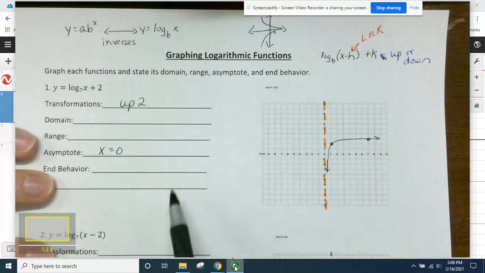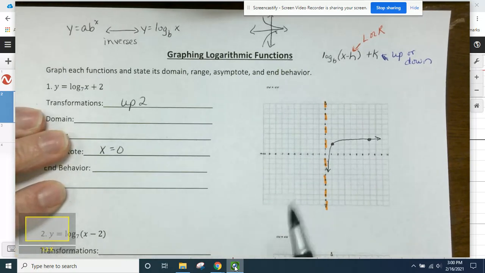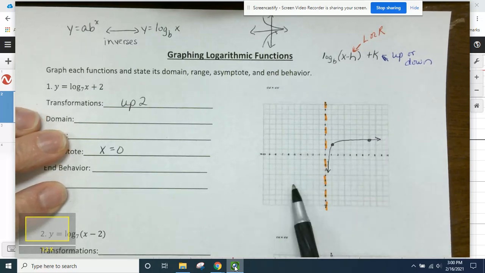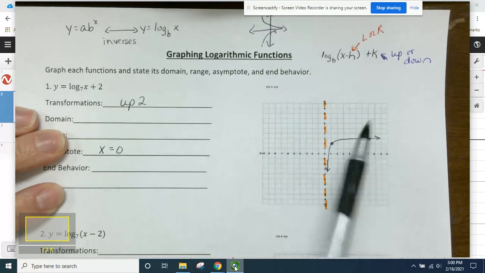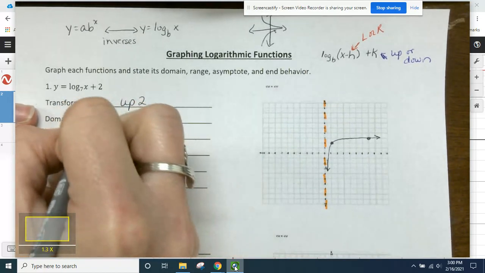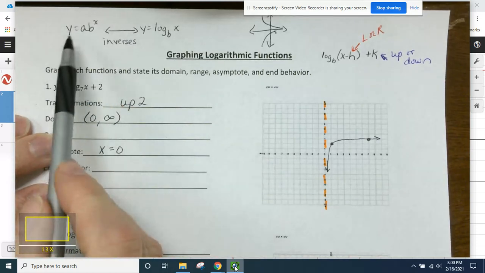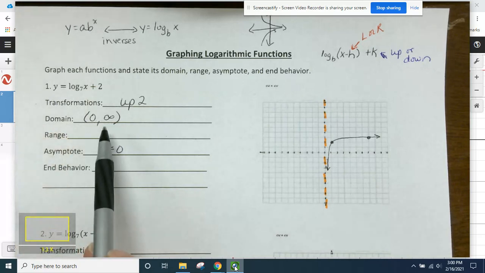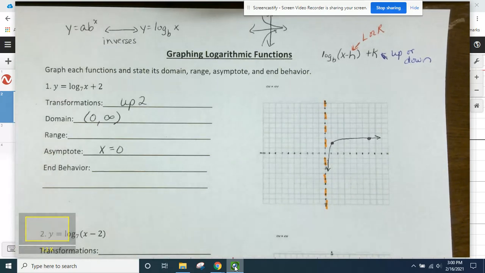Now, for domain are all your x values. Now you can see on the x, I don't go past this 0 here, but I go all the way out and it keeps going to infinity. So my domain is going to be 0 to infinity. And if you'll remember when we did exponential functions, our range was always either negative infinity up to 0, or it was 0 up to infinity. Okay, so these have switched. It's inverted like we talked about.